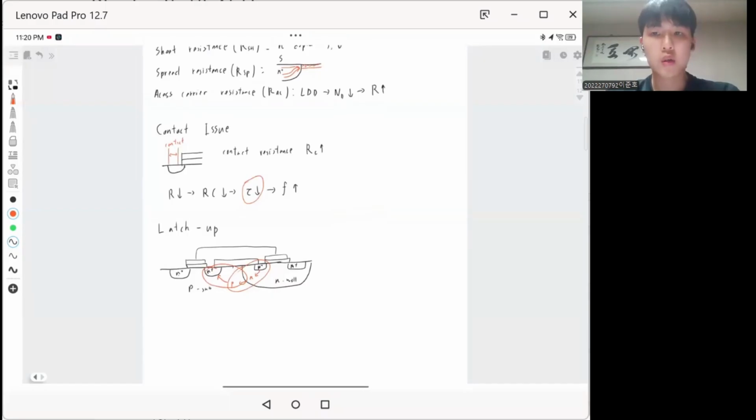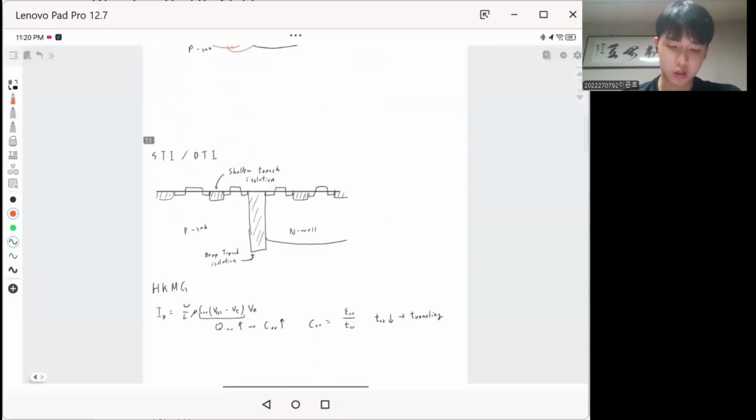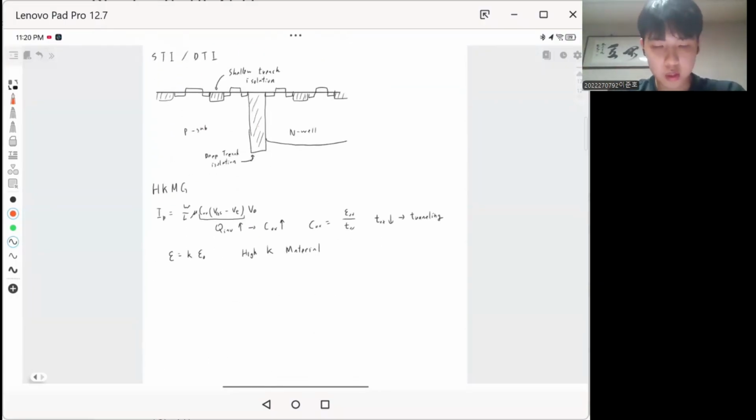Next is latch-up. In CMOS, the junctions of the NPN and PNP are turned on by noise or high voltage. When those NPN and PNP BJTs turn on, it causes very high current, so it breaks the transistor. To block this latch-up, we make STI and DTI.